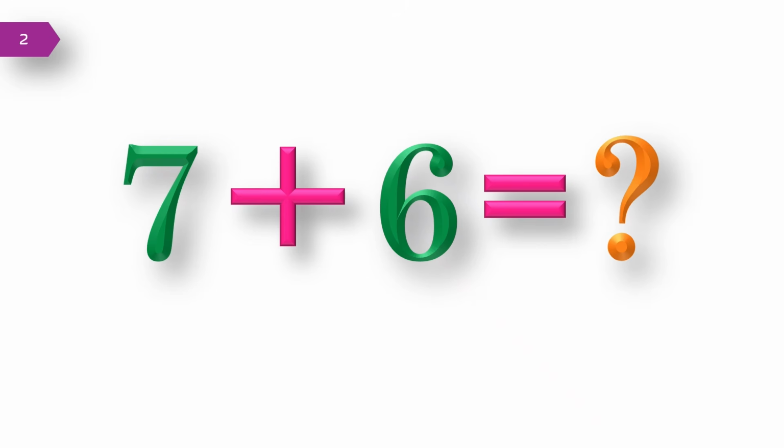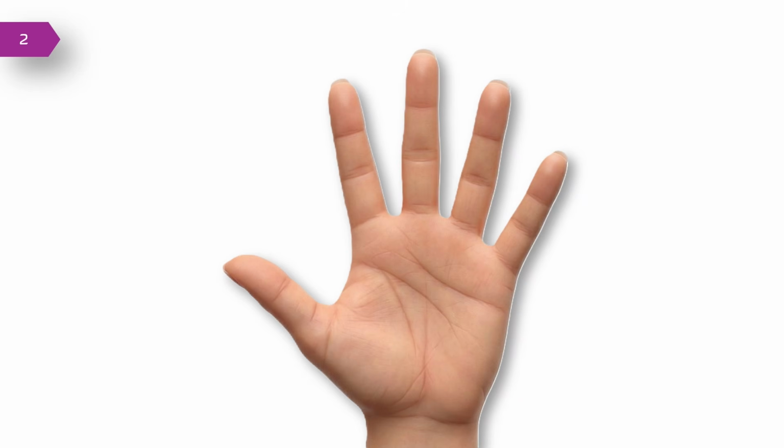2. How to add up 7 plus 6 using our finger segments. Raise your hand with all fingers open. Now first count 7 segments. 1, 2, 3, 4, 5, 6, 7. Now add 6 more. 1, 2, 3, 4, 5, 6.